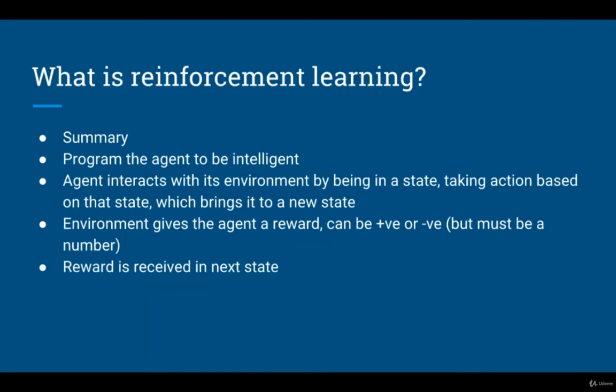So that's reinforcement learning in a nutshell. You program the agent to try to be intelligent. The agent interacts with its environment by being in a state, taking an action based on that state, which then brings it to another state. The environment gives the agent a reward, either positive or negative, when it arrives in the next state, and the goal of the agent is to maximize its total rewards.